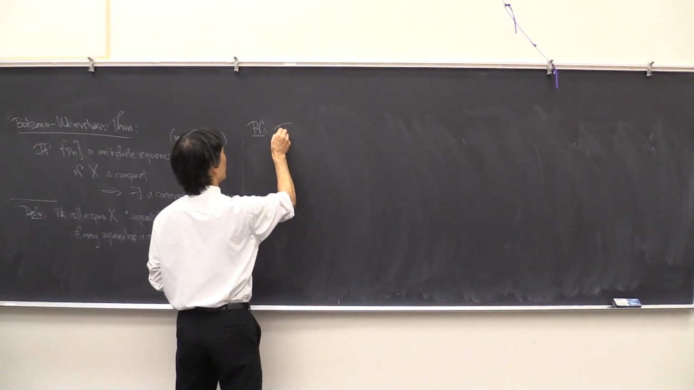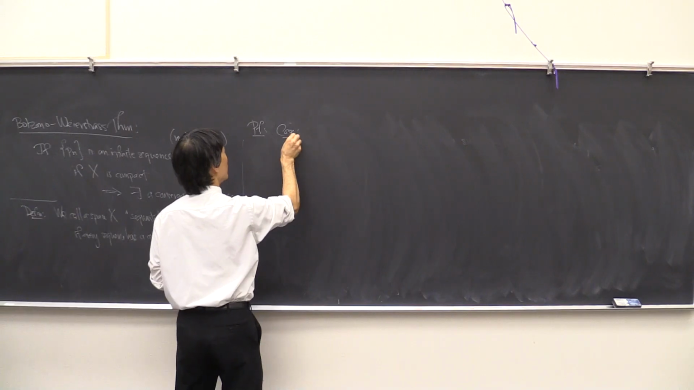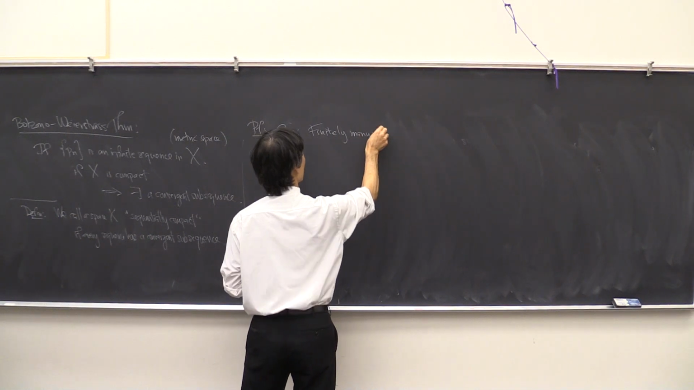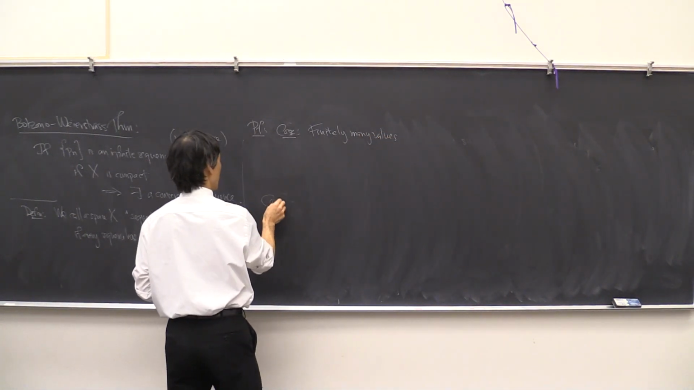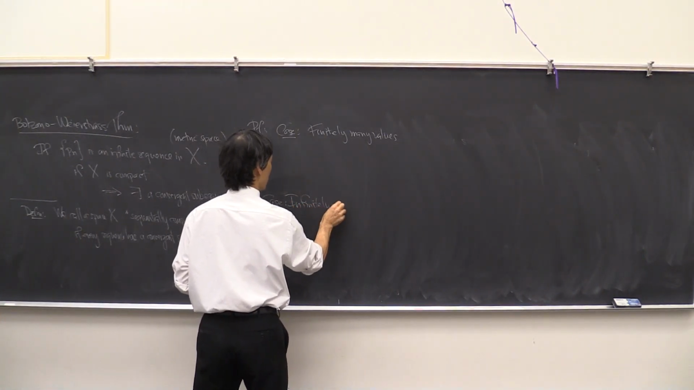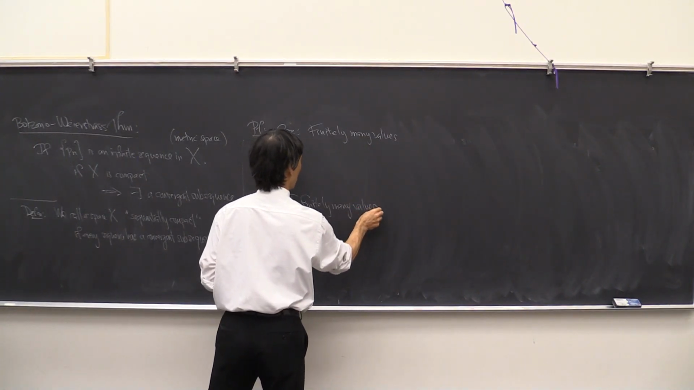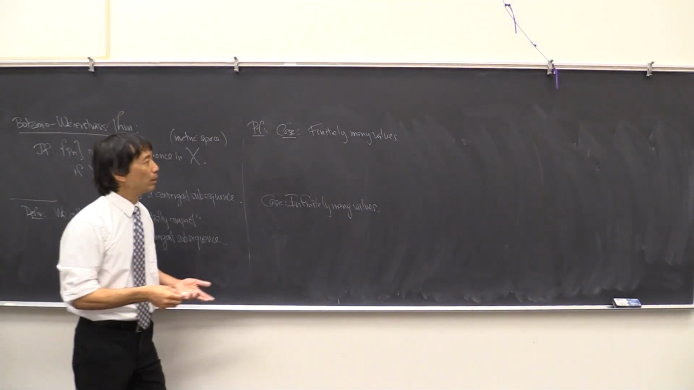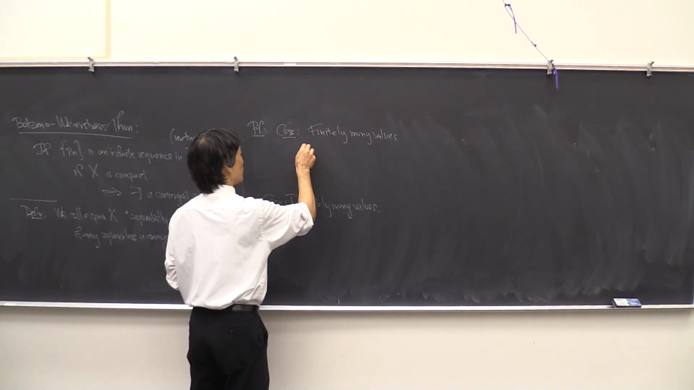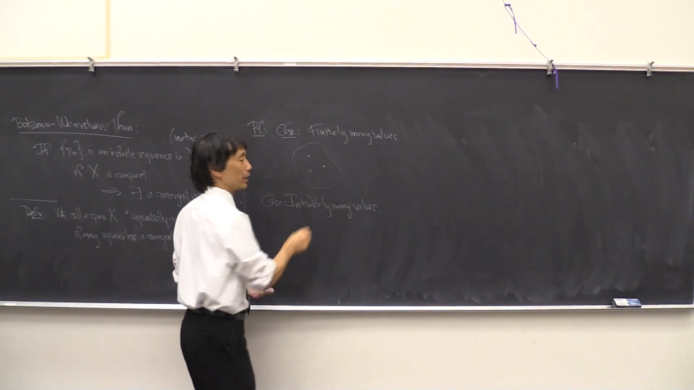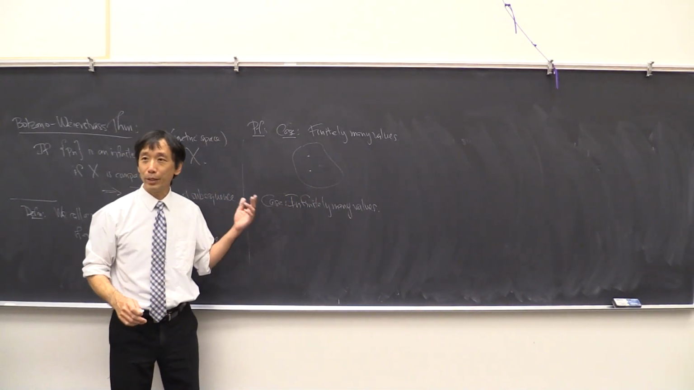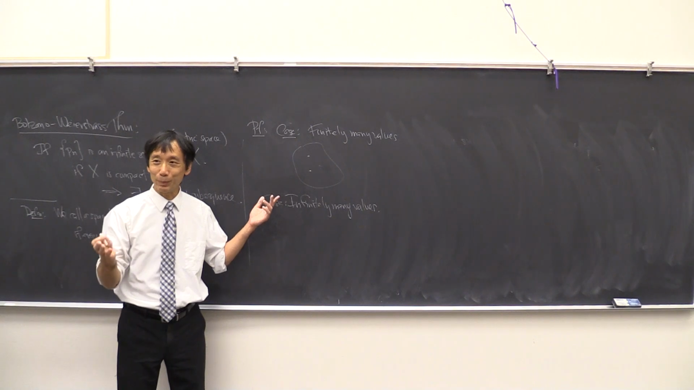So case one, finitely many values, and case two, infinitely many values. Well, suppose your sequence takes only finitely many values. Like there's 3 values, or there's 2 values. Why are you guaranteed a convergent subsequence?